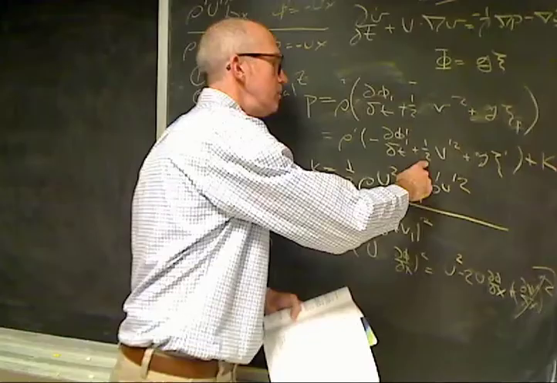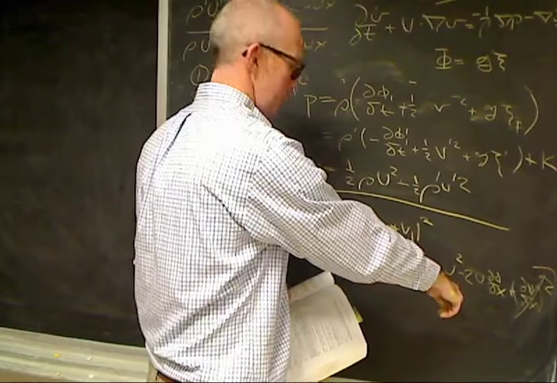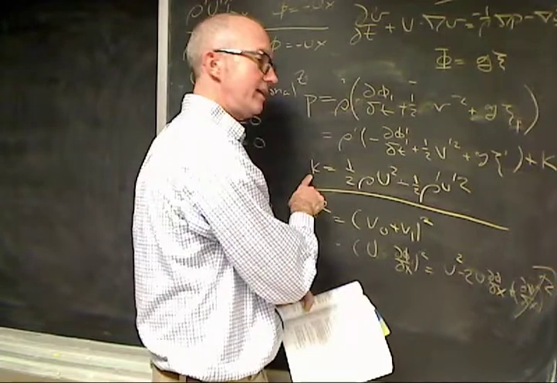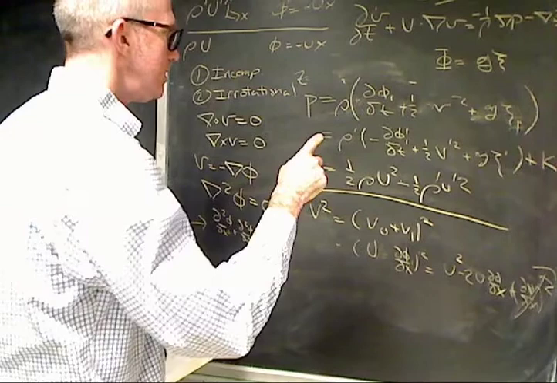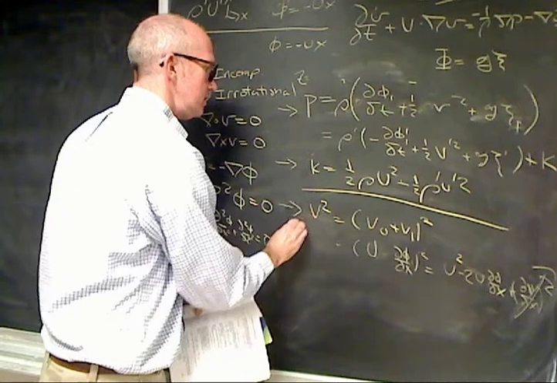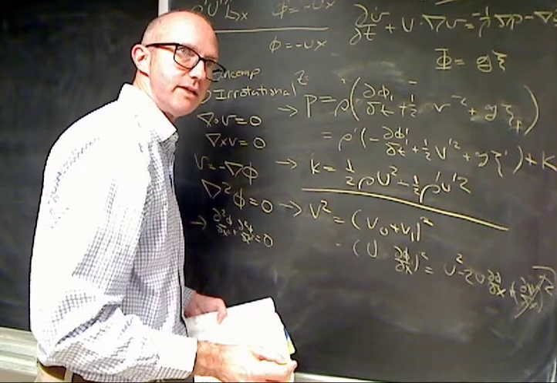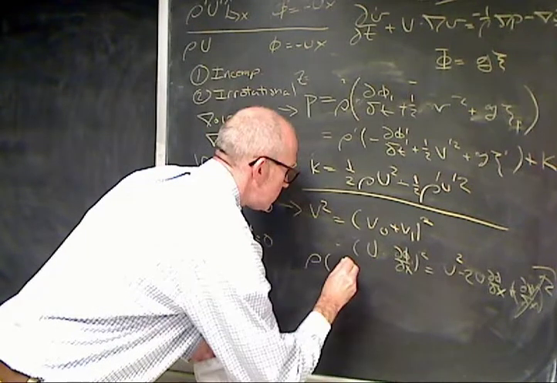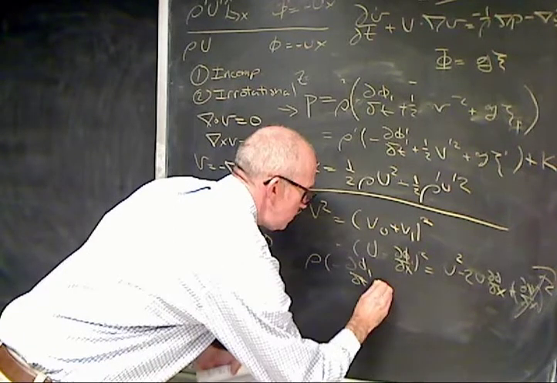So this term I'm going to replace by this, and this I'm going to kill with the k. So, all right, I'm going to use my pressure term, constant of integration. I'm going to linearize this velocity and then do a little bit of algebra. And I'm left with rho times minus d phi 1 dt minus u.